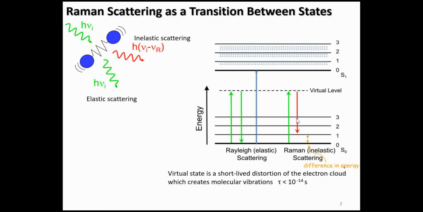The Raman energy is basically the difference in the vibrational energy levels. We can calculate the difference, the change in energy between the incident and the emitted light. That provides us a proof for vibrational energy levels.